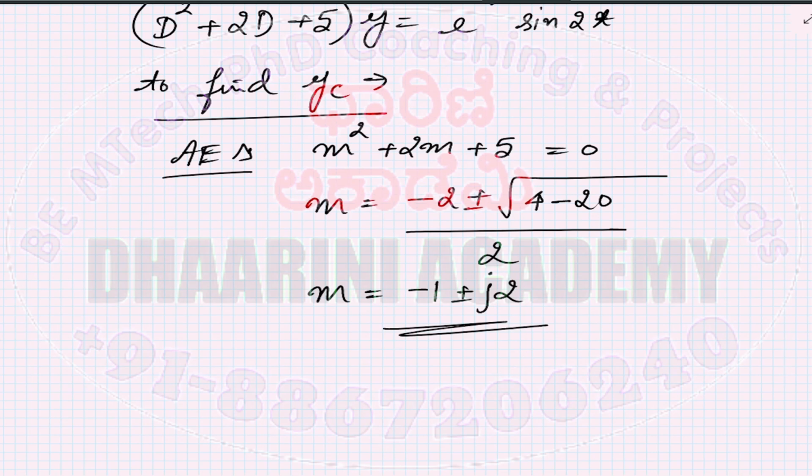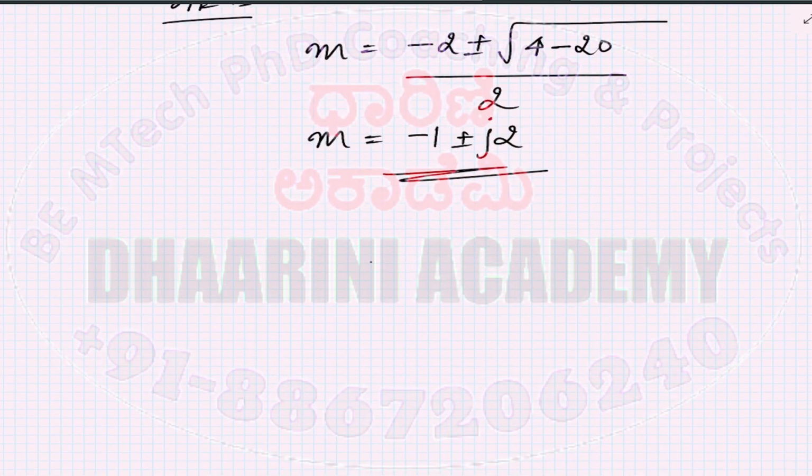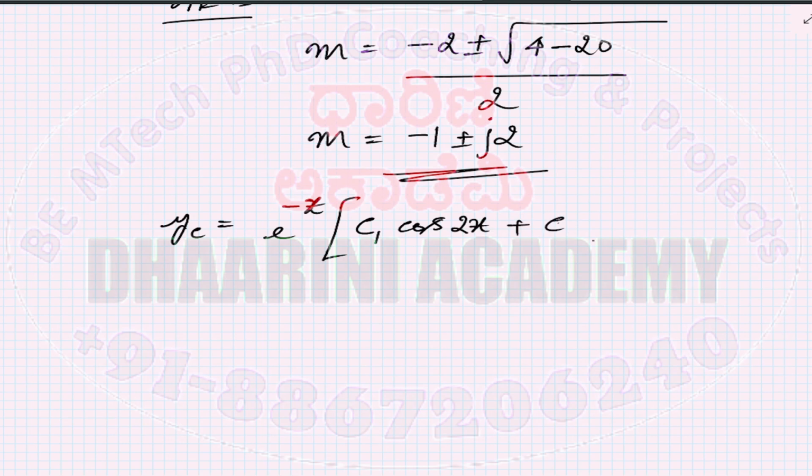So as we can see, the roots are complex conjugates. We can write the yc as e to the power of the real term, which is minus 1 into x, into a constant c1 cos of the imaginary part, that is 2x, plus c2 into sine of the same term, that is 2x.